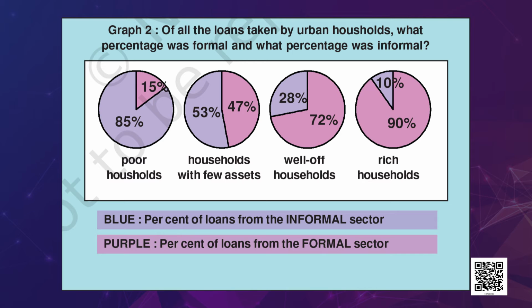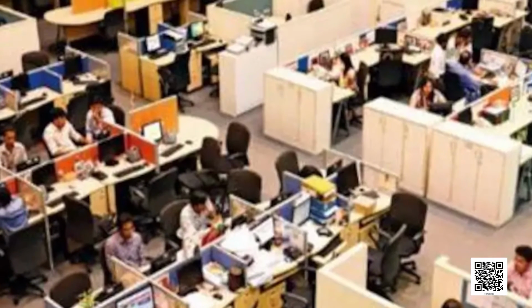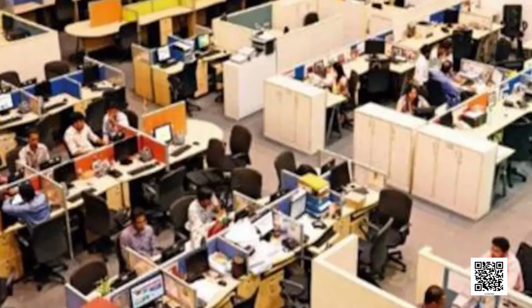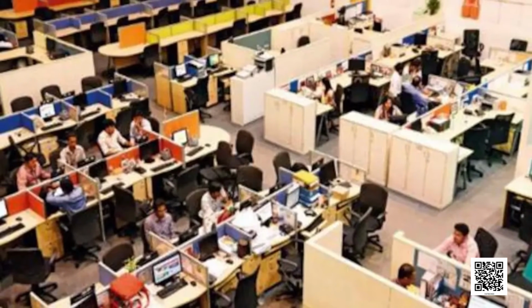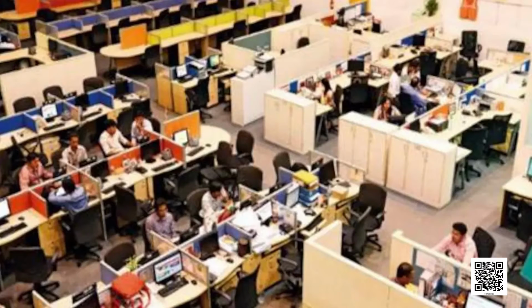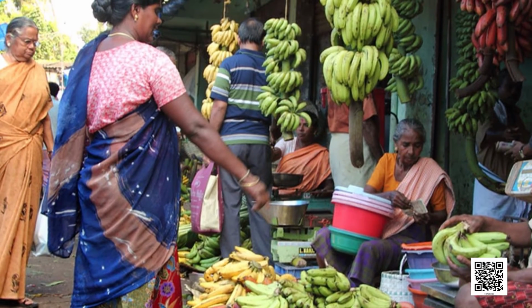A similar pattern is also found in the rural areas. The rich households are availing cheap credit from formal lenders, whereas the poor households have to pay a large amount for borrowing. What does all this suggest? First, the formal sector still meets only about half of the total credit needs of the rural people. The remaining credit needs are met from informal sources.